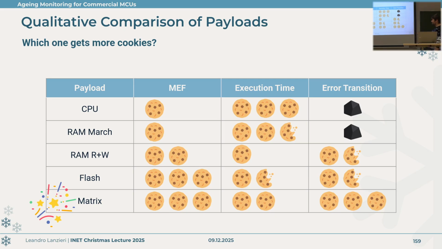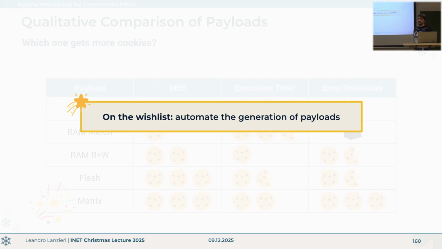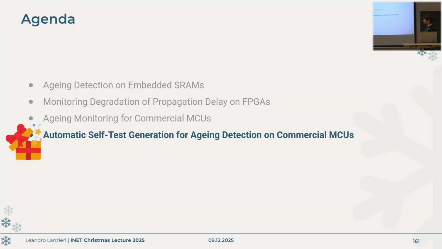Now, we proposed all of these payloads basically from what the vendor provides and from what other people are doing in the literature. But of course, on my wish list, it would be really nice to generate these payloads automatically, to optimize for all of these metrics that we care about for the automatic test. And given that Christmas came a bit early, we have a peek at what we are currently doing to make that happen: automatic self-test generation for aging detection on microcontrollers. I will just go briefly over this.